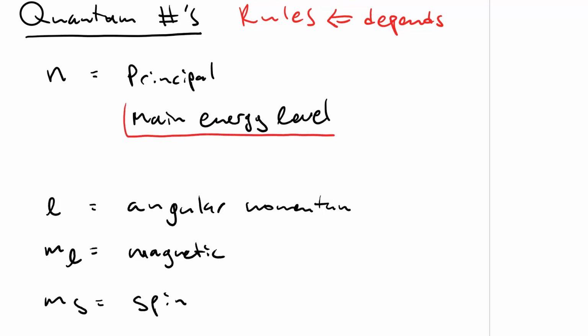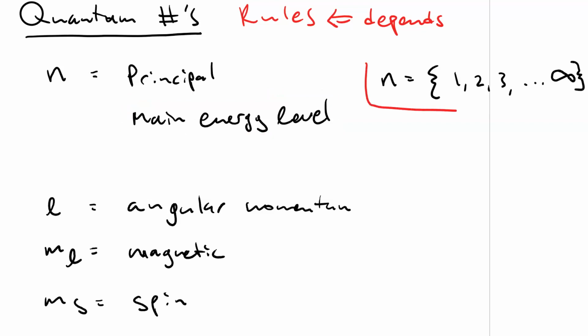What n tells us is the main energy level of an electron. An electron at n equals 2 is at a higher energy than an electron at n equals 1. The allowed values of n are any positive integer. So 1, 2, 3, 4, 5, all the way up in principle to infinity.